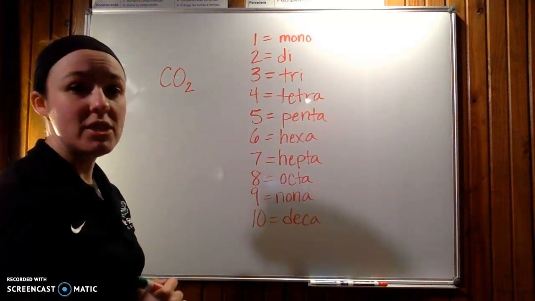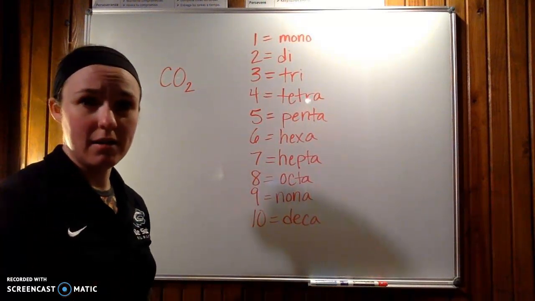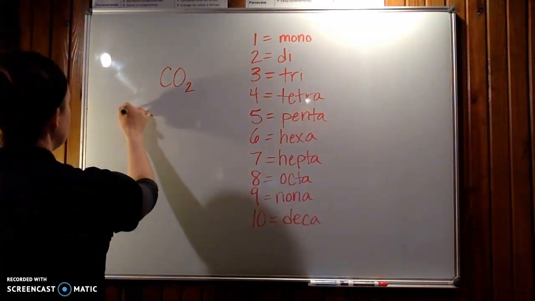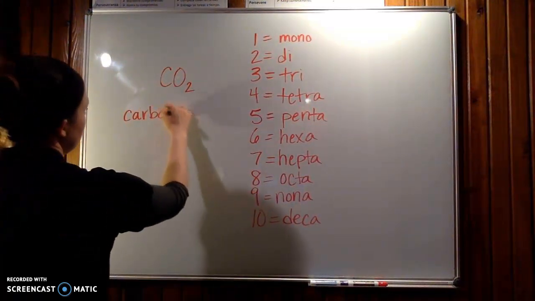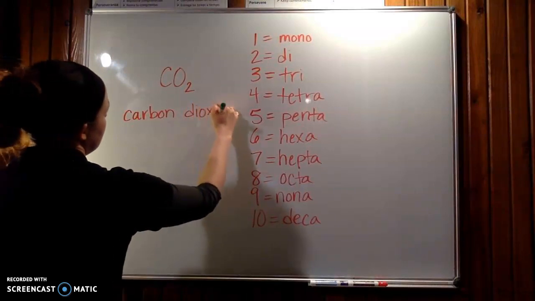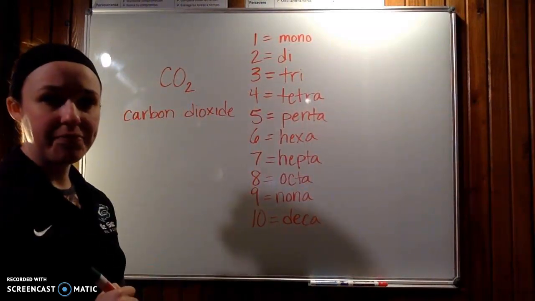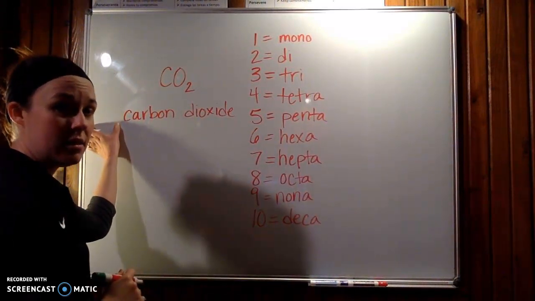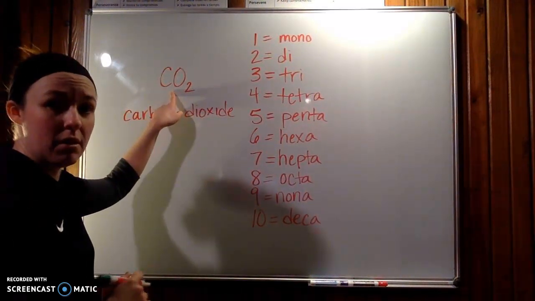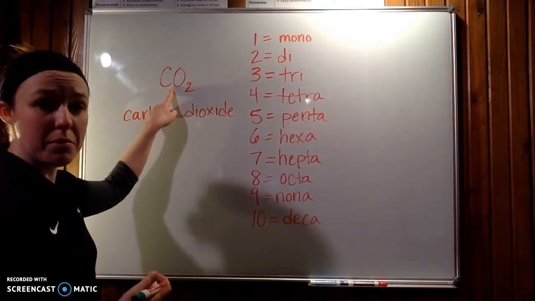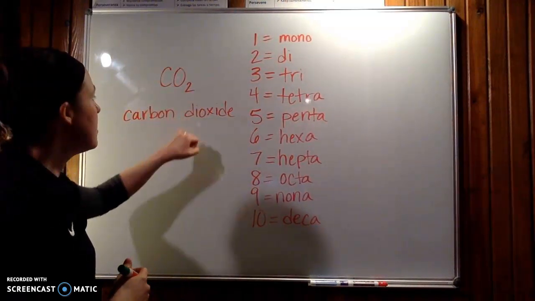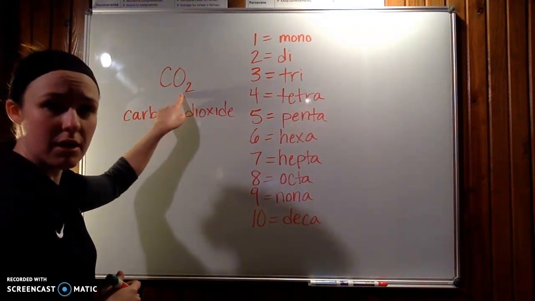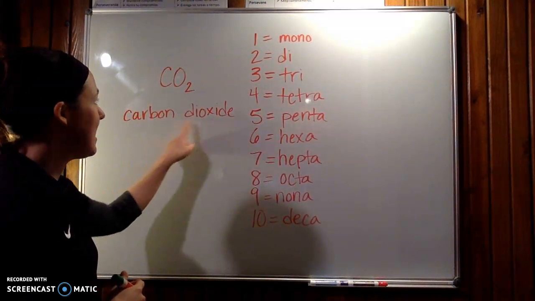Here's an example, CO2. You're breathing it out right now, so am I. We know that the formal name for this is called carbon dioxide. You'll notice that there's no prefix on the first element, and that's because there's only one. How do you know there's one? There's no number there. We've talked about that before. The prefix on oxygen is di, and that's because there's a 2 there. So we call it carbon dioxide.